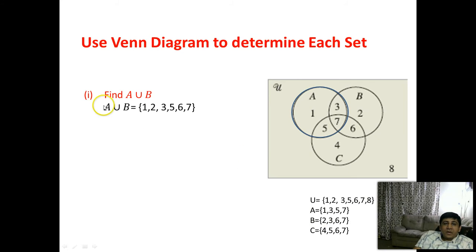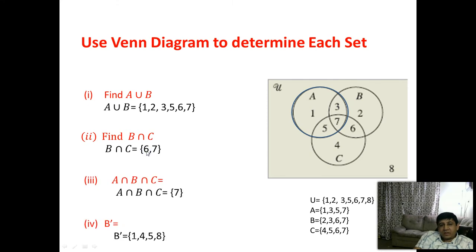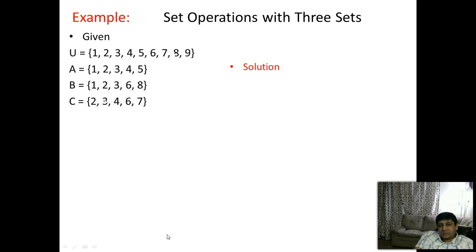So if we have to find A union B, we will put together all elements in A and in B. If we combine those two, they will come out to be 1, 2, 3, 4, 5, 6, 7. Now if you want to find B intersection C, that means we are looking for all the elements common to B and C, which is 6 and 7. Similarly, if you want to find A intersection B intersection C, we are looking for the innermost region, which is 7 here. If you want to find B complement, there will be all elements which are in U but not in B. That will be 1, 4, 5, 8. That's your final answer right there.